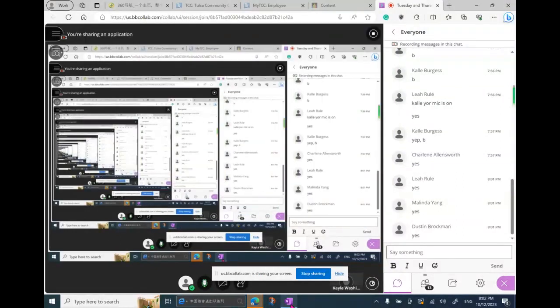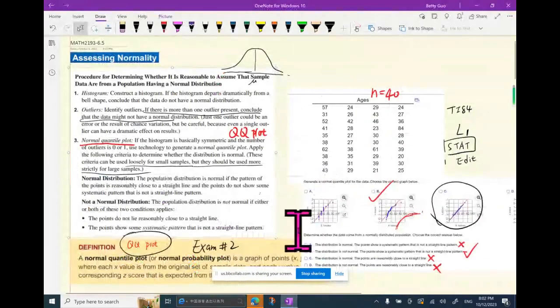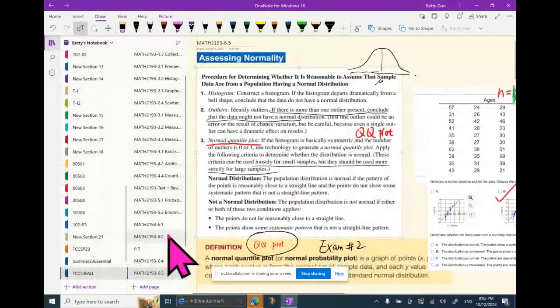Are you able to see my OneNote? Yep, we could see your OneNote and hear you. Okay, perfect.